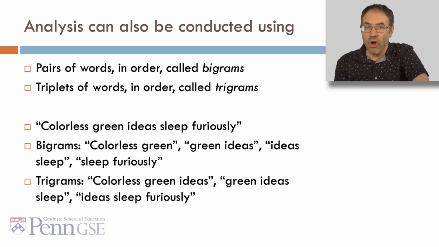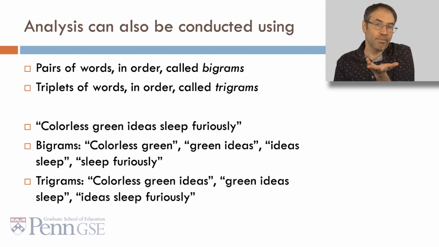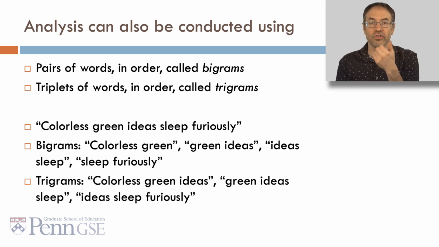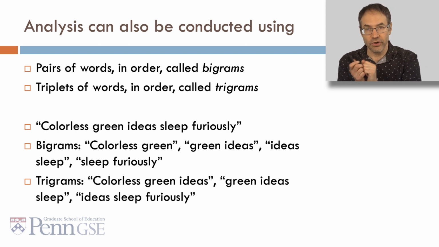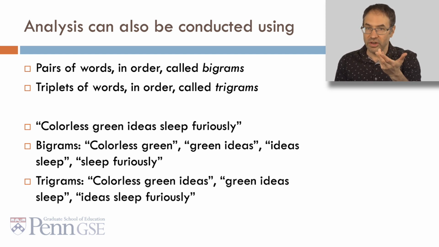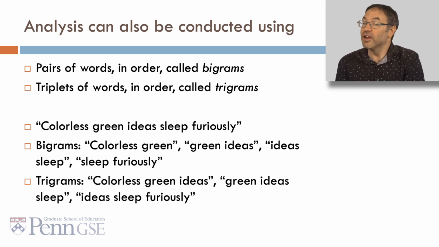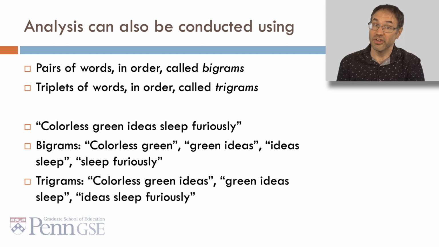Now, these analyses can also be conducted using not just individual words, but pairs of words in order called bigrams, or triplets of words in order called trigrams. Take, for example, the sentence, "Colorless green ideas sleep furiously." The bigrams in that sentence are colorless green, green ideas, ideas sleep, sleep furiously. And the trigrams are colorless green ideas, green ideas sleep, ideas sleep furiously. And indeed, colorless green ideas really do sleep furiously.